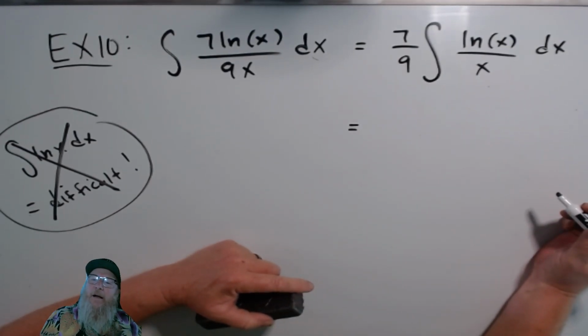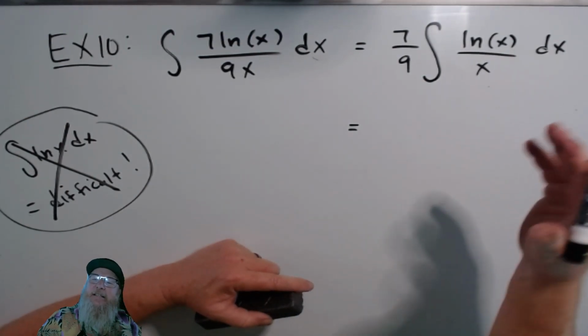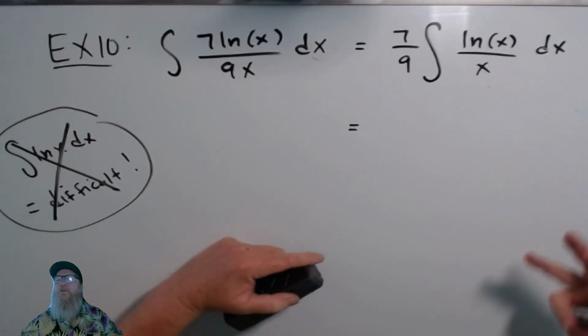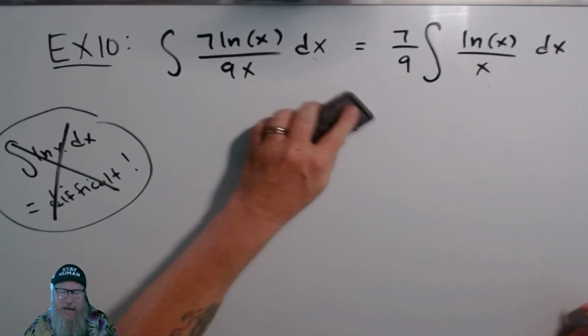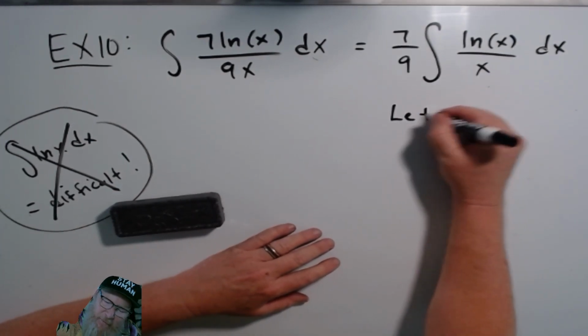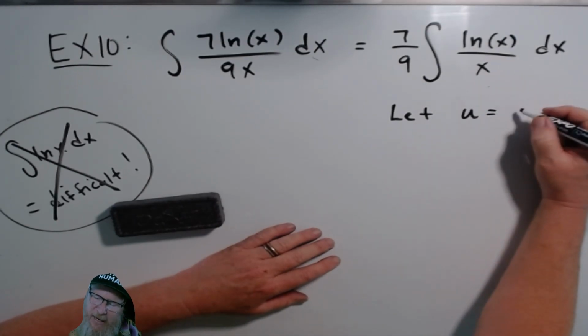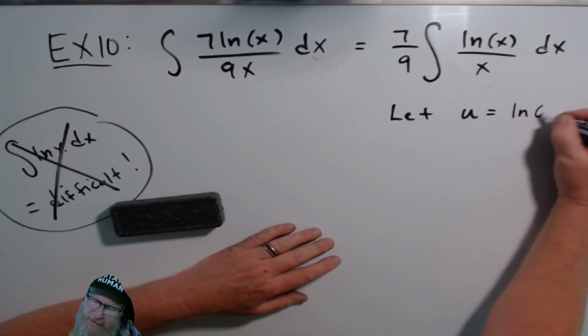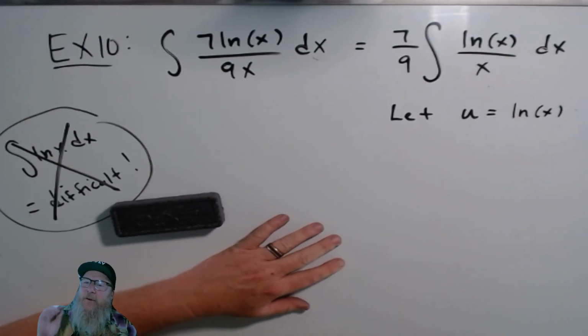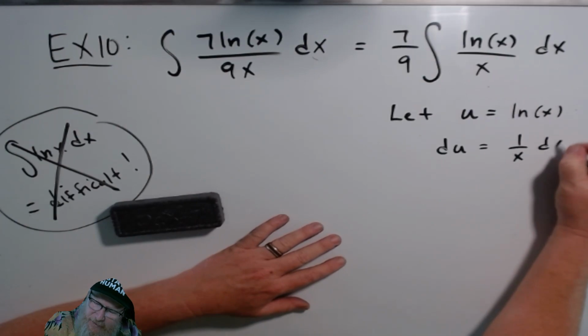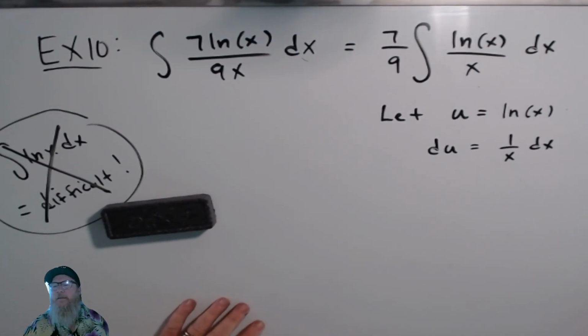Now remember, I'm taking the antiderivative of this function, right? So it's hard to tell who's on the inside and who's on the outside. So you just have to memorize this one. When you have an ln and then another x on the outside, you are going to let u be the ln. And the reason is because the derivative of ln is 1 over x.